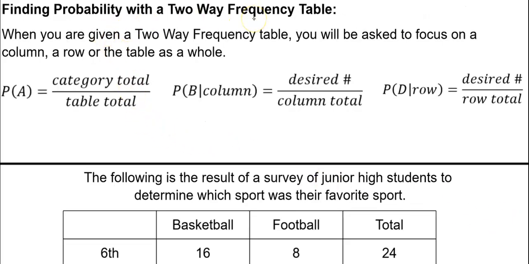So how do I find the probability with a two-way frequency table? When we're given these tables, they have categories across the top and on the side. You're going to be asked to focus on a column, a row, or on the table as a whole. So if I just say, hey, what's the probability of something happening? That's always a whole table probability. This will always be the whole table because it's one event.